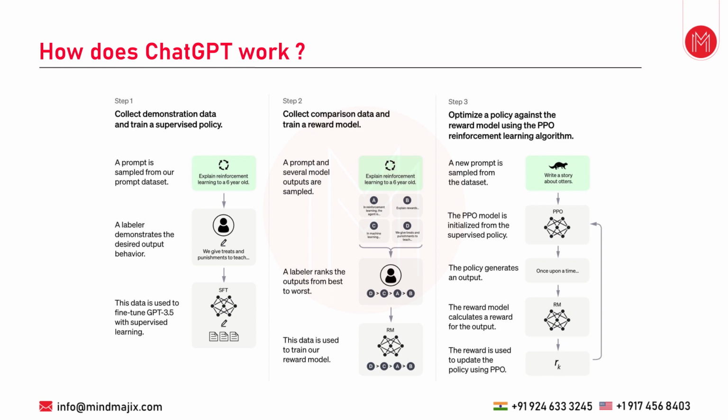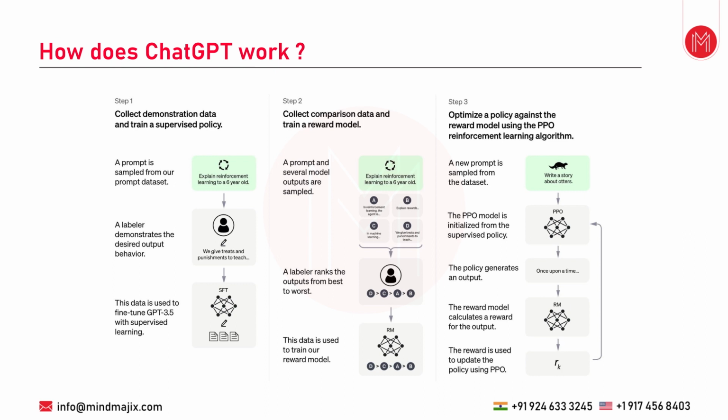So guys, in the first step, as you can see here, the model collects demonstration data and trains a supervised policy. So a prompt is sampled from our prompt dataset. And then after this, a labeler demonstrates the desired output behavior. So for example, if you ask a question, what is the color of sky? So if you ask this question to ChatGPT, it already has the answer to this question, and a labeler demonstrates the desired output behavior. After this, the data is used to fine-tune the GPT with supervised learning.